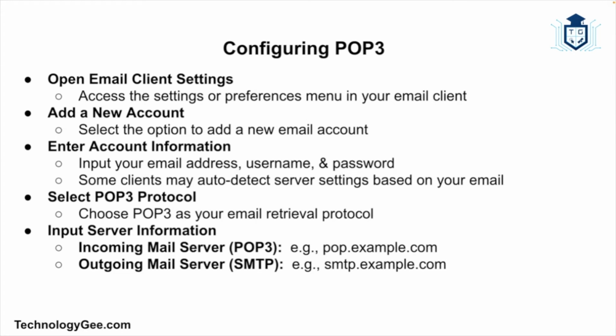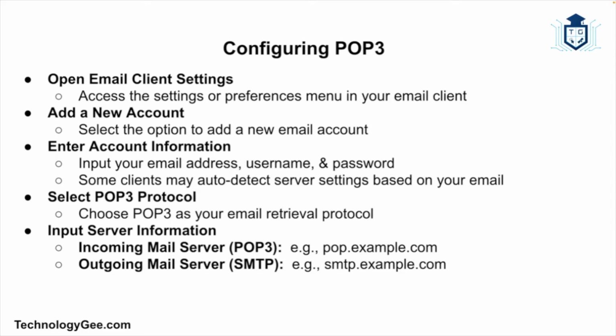All right, next, let's talk about configuring an email client for POP3. Setting up an email client to use POP3 involves a few key steps. So here's a general guide to configuring an email client for POP3. First thing you want to do is open your email client settings. You can access the settings or preferences menu in your email client. You want to add a new account. So you want to select the option to add a new email account.